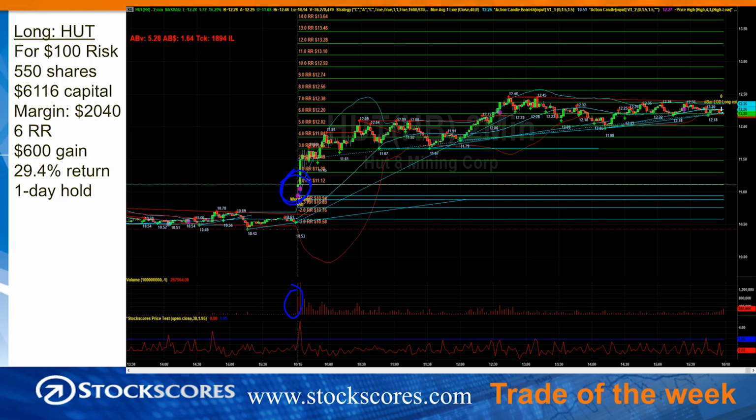Anyway, in this particular trade, for $100 of risk, you would buy 550 shares. If you want $200 of risk, you buy 1,100 shares. For every 550 shares, it required $6,116 of capital, but this stock is marginable because it is over $3, so you only have to put up 1/3 of the capital, or about $2,040. By the end of the day, the stock was up 6 times its risk, so for every $100 of risk, you got a $600 gain. That's a 29.4% return on the margin that you could use on the capital required.